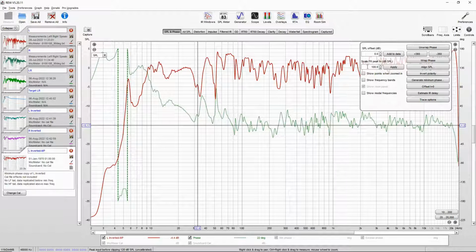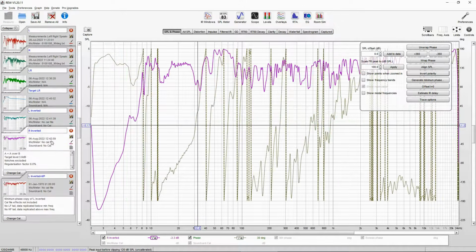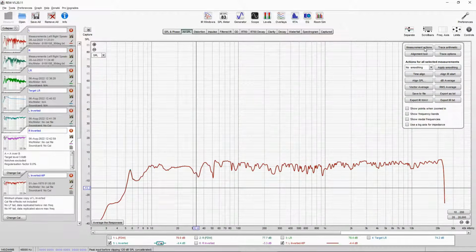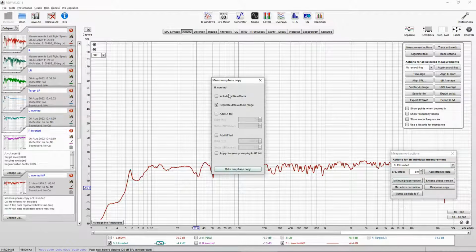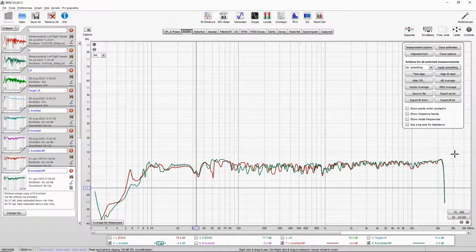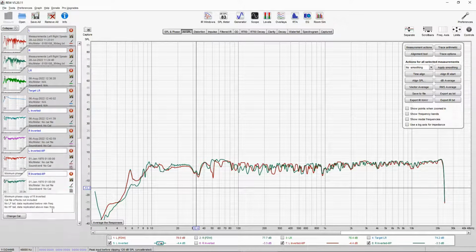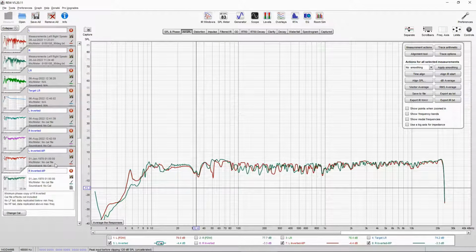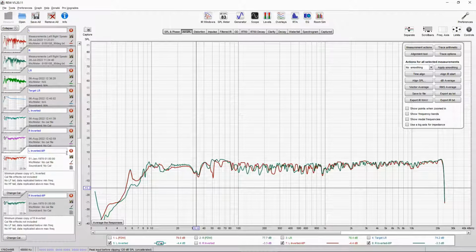This is the difference. And we do the same for R inverted, measurement actions, minimum phase version, replicate data, make minimum phase copy. And that's it. This and this are our correction convolution files for the left and right speaker.